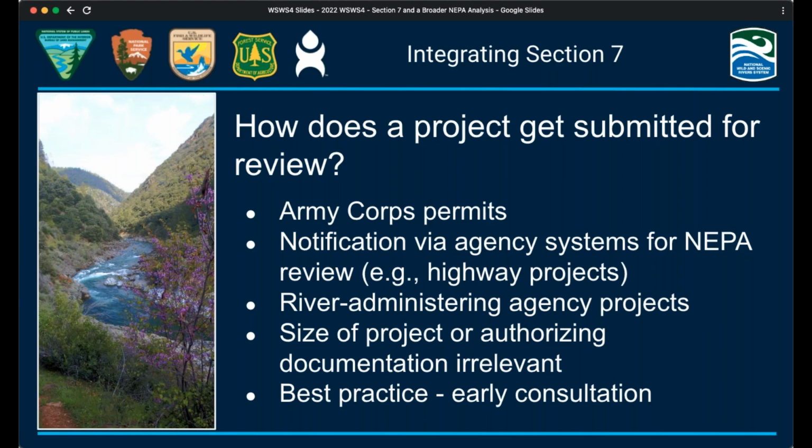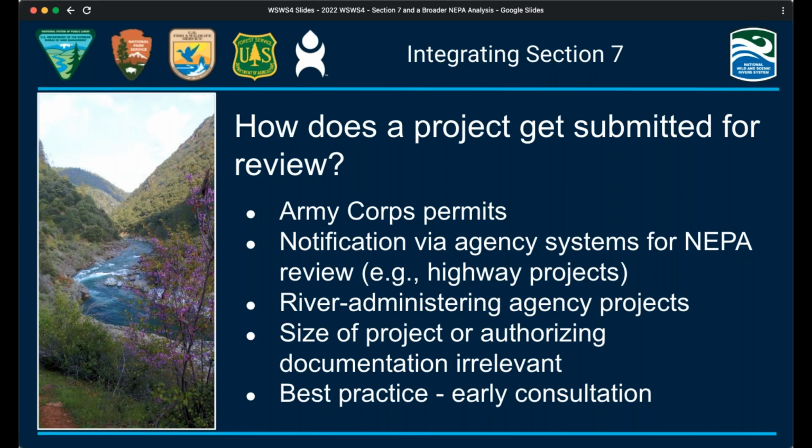You might also be in contact with personnel within your agency who may initiate projects within the protected river corridor. So maybe it's a campground or a new boat launch or repairs to an existing boat launch. It's important to note that projects of any size may be subject to Section 7 review, regardless of the type of environmental review being conducted by the federal assisting agency. Section 7 review requirements can apply to projects that fall under NEPA categorical exclusions.